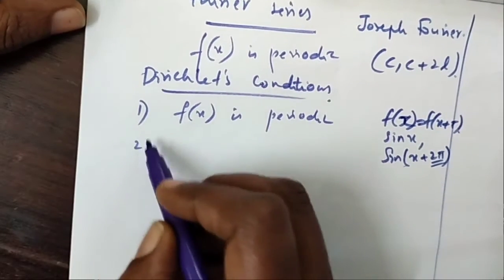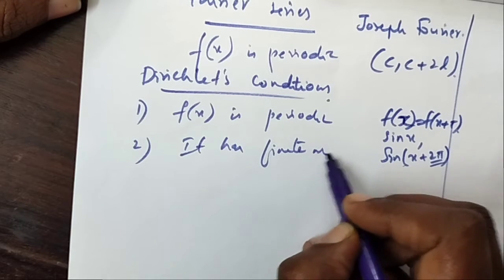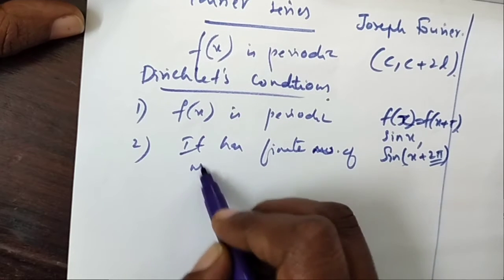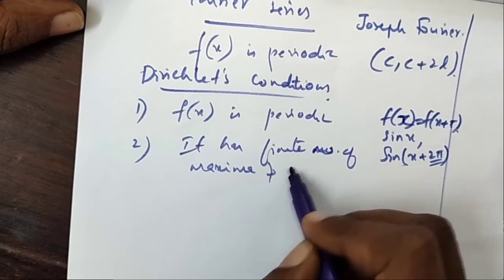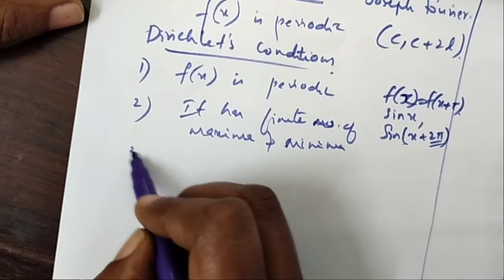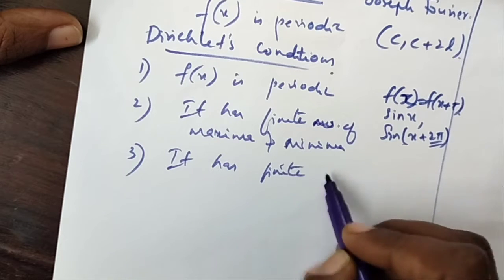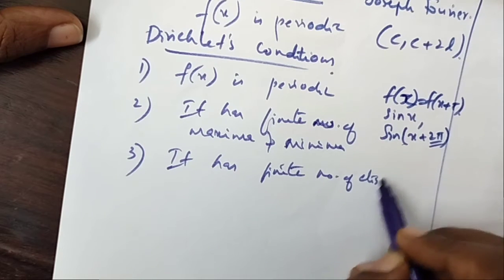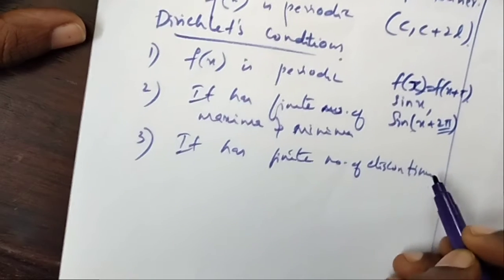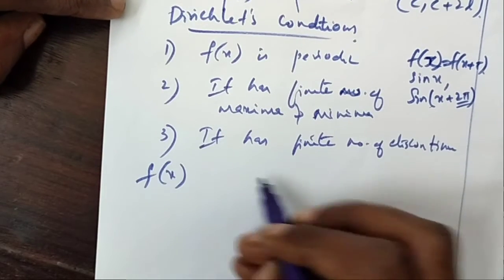So a function is periodic and it has finite number of maxima and minima. It should have finite number of maxima and minima, and it has finite number of discontinuities. If these three conditions are satisfied, then f of x can be represented as a Fourier series.